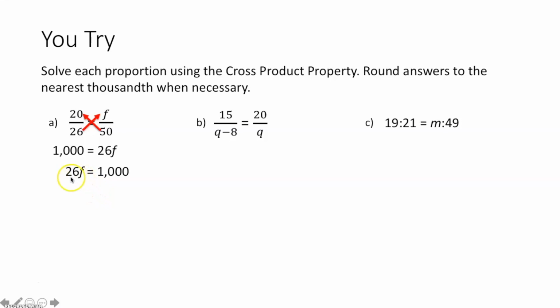So step 3, constants need to go to the right. This 26 got to go over here. Since it's 26 times f, I do the opposite, the inverse. I divide both sides by 26. These cancel out. I get f is equal to approximately 38.462.